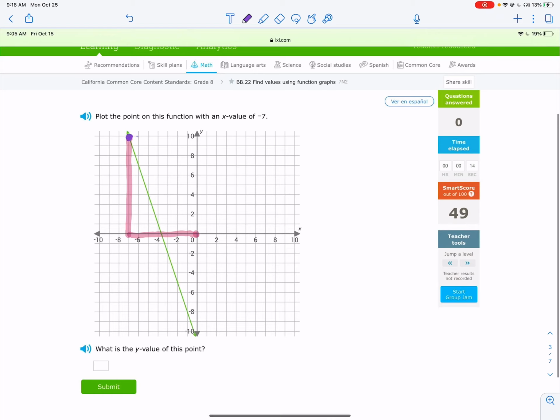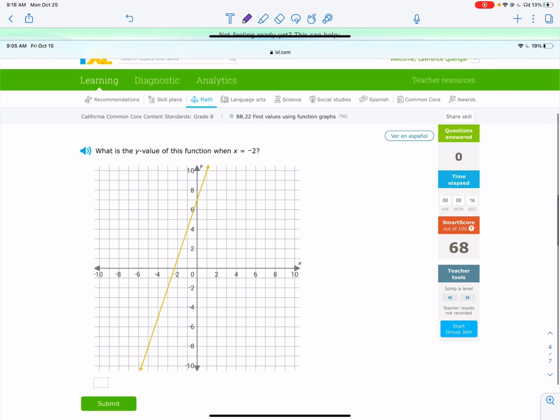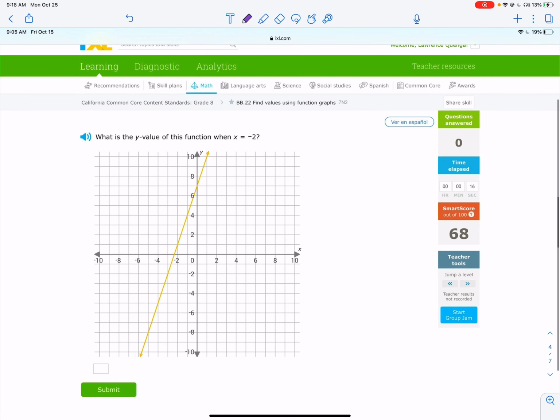And you can see, right, it's going to be at negative 7, 10. So when it asks us, what is the y value of this point? I know that it is 10. Okay, I know the y value is 10 because when x value is negative 7, the y value is 10. Right? Let's do one more, just one more, because this is pretty simple.